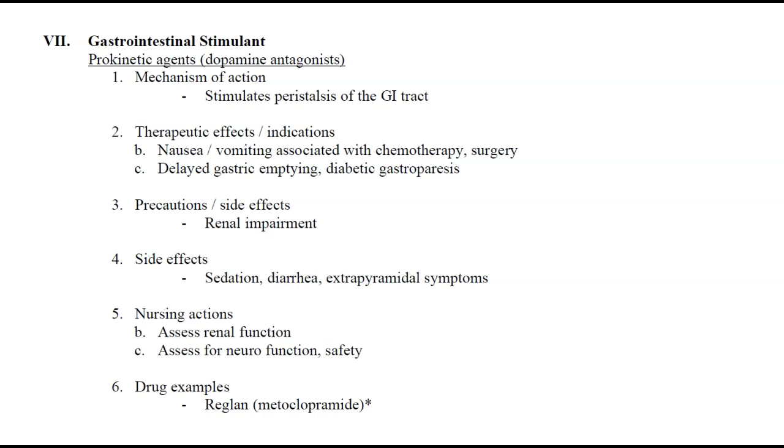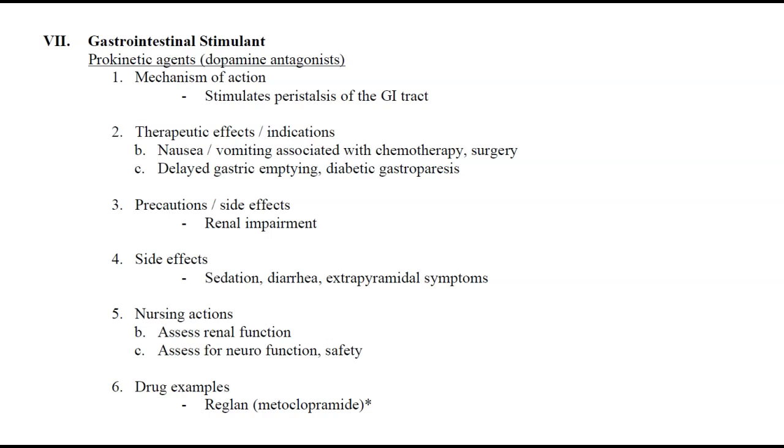The therapeutic effects and indications include nausea and vomiting, which is usually associated with chemotherapy and surgery, as well as delayed gastric emptying and diabetic gastroparesis. Some precautions include renal impairment. Side effects include sedation, diarrhea, and extrapyramidal symptoms. Nursing actions include assessment of the renal function, assessment of the neural function, and safety precautions.